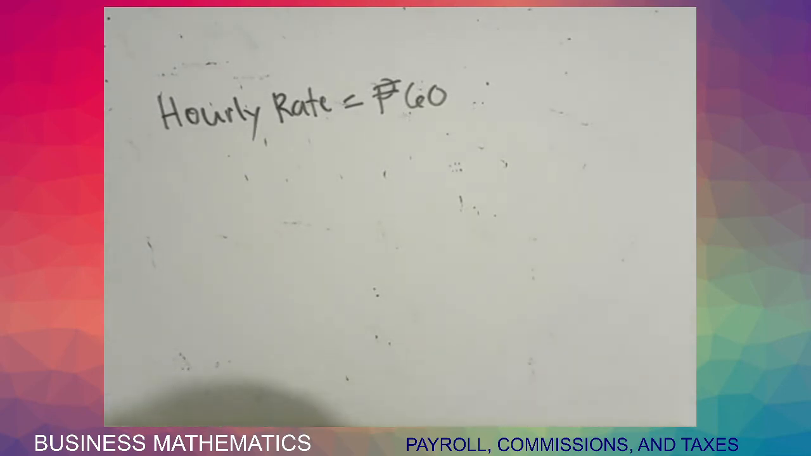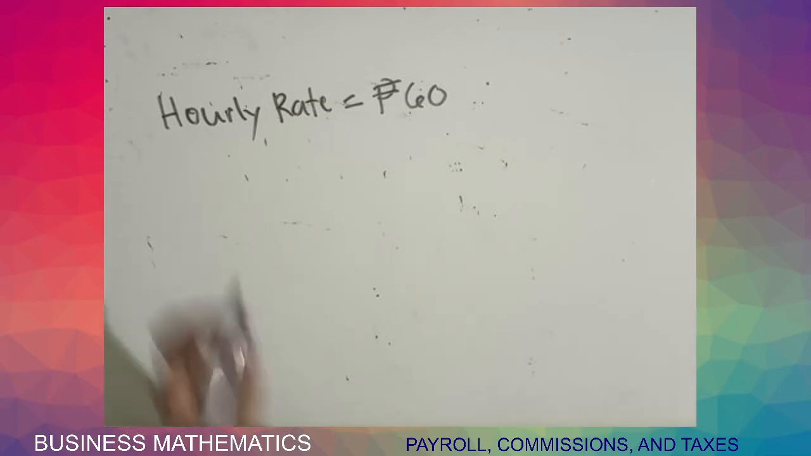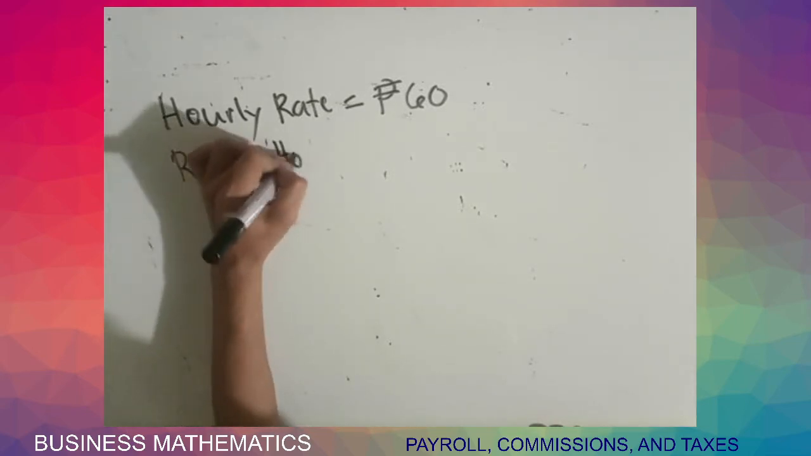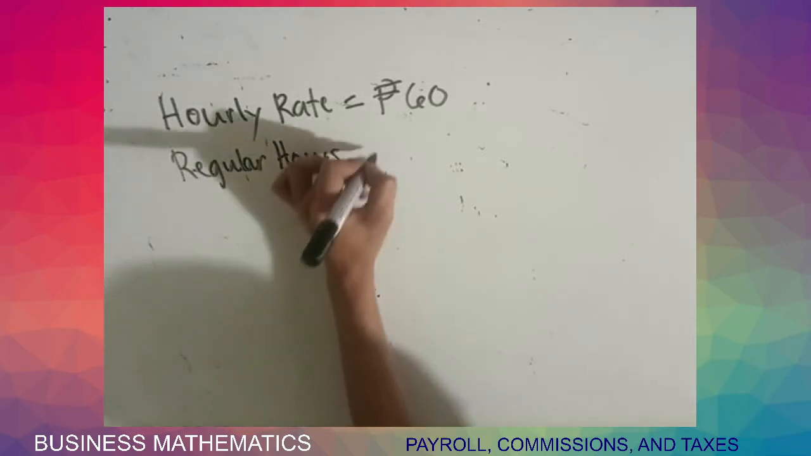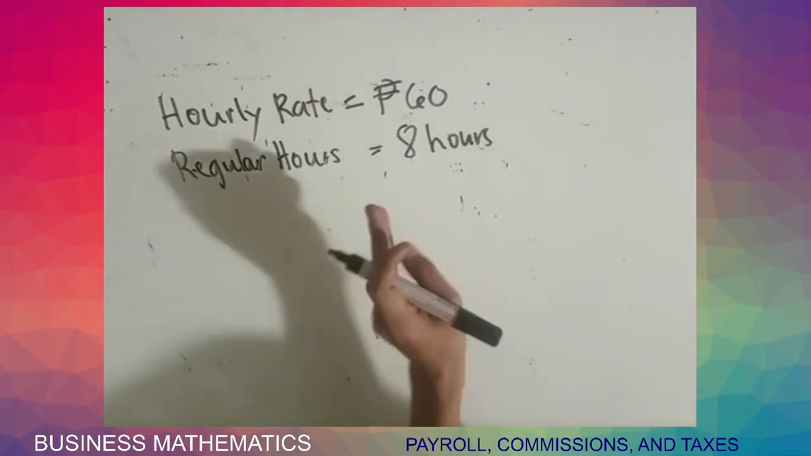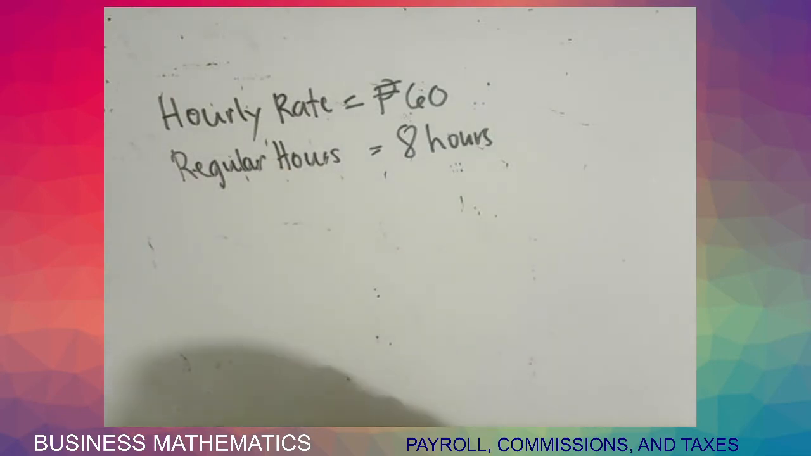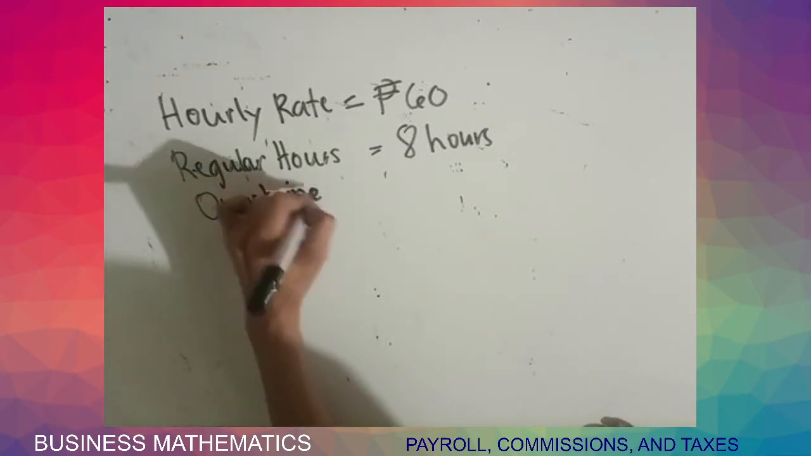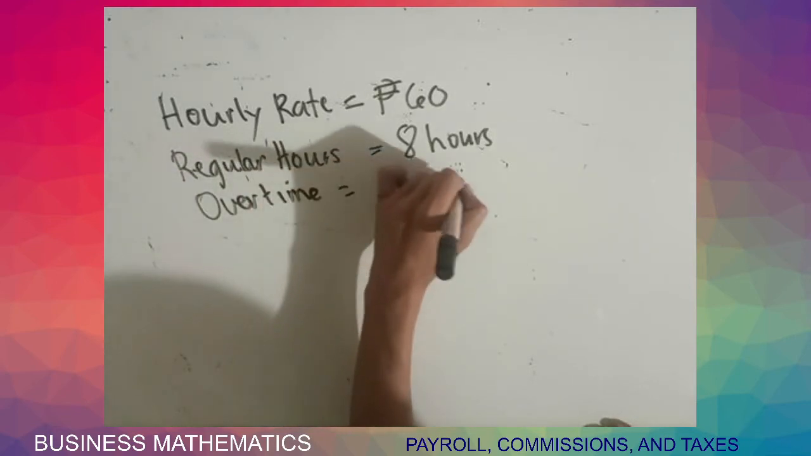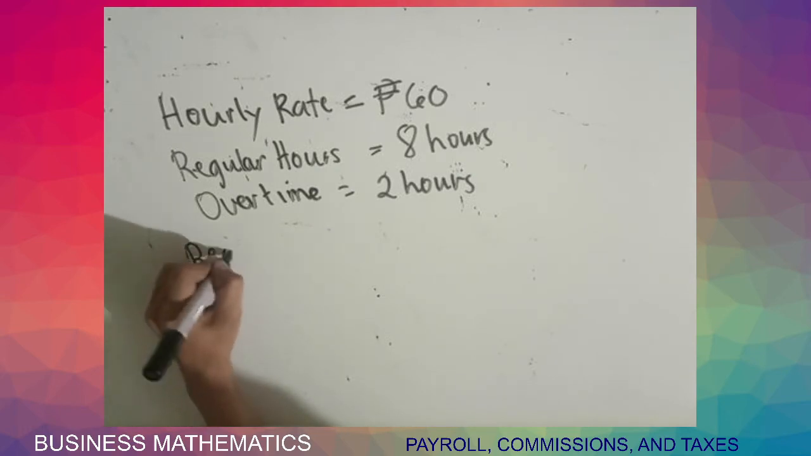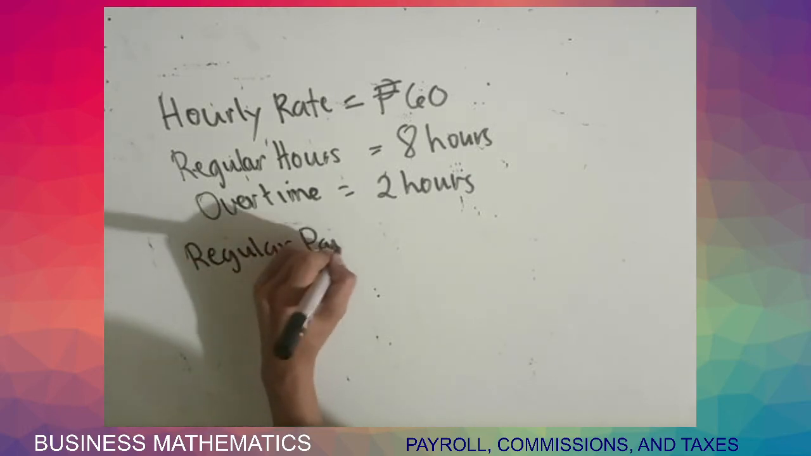So, next. Yung ating regular hours ay 8 hours. Okay? Hindi 10 hours kasi di ba yung excess na 2 hours is the overtime hours. Okay? So, lagyan natin dito, overtime. Meron tayong overtime na 2 hours. Ang una natin i-compute ay yung regular pay niya. Okay? So, i-compute natin regular pay.